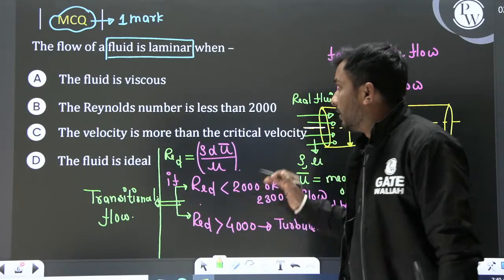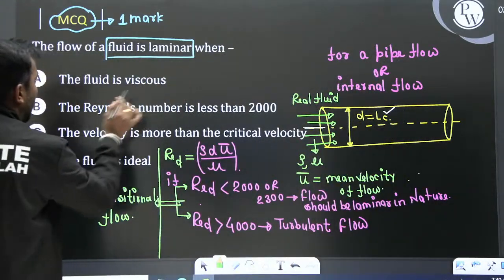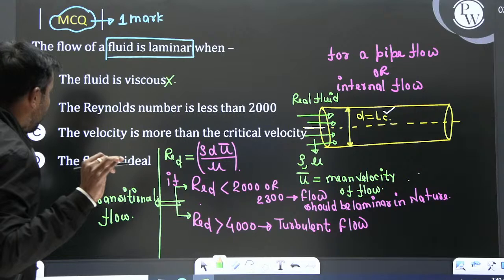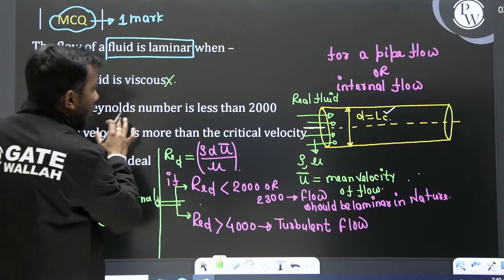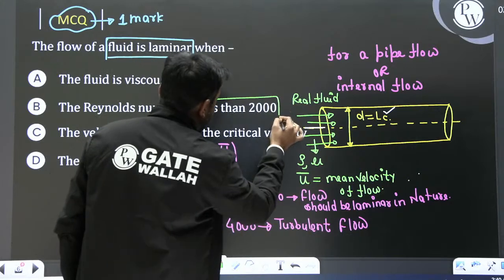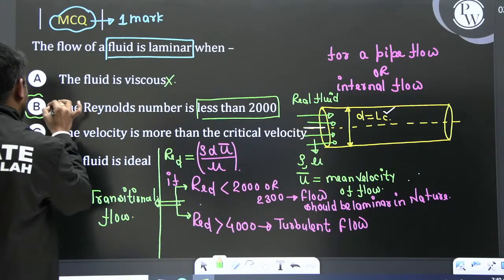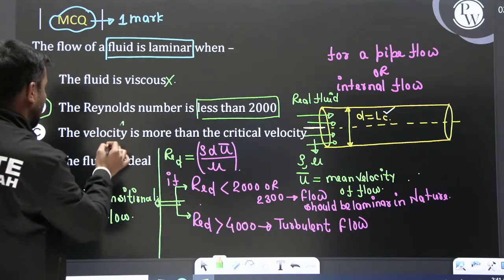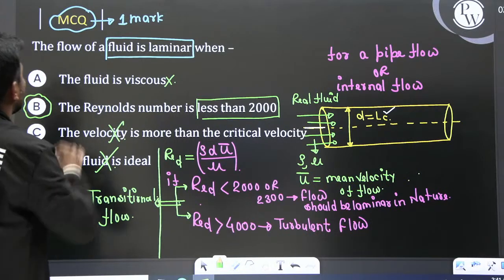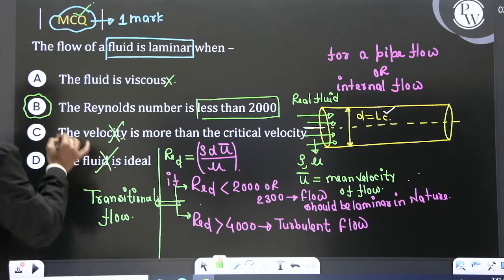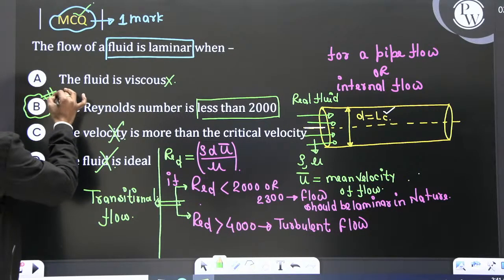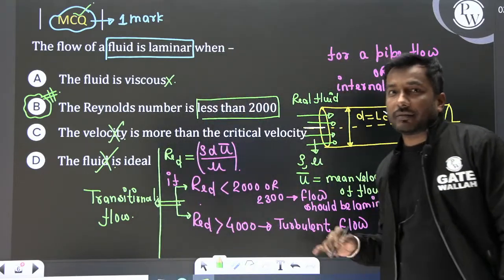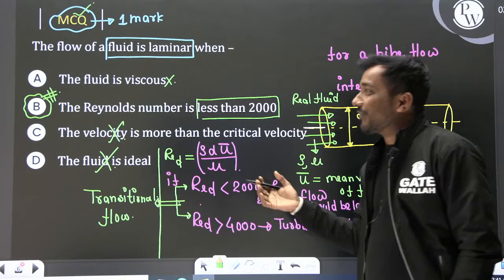Okay. So the correct answer for this: in A, the flow of fluid is viscous. No, this is not correct for this question. Clear? In B they are saying that the Reynolds number is less than 2000. So this is the correct answer. And in C they are saying that the velocity is more than the critical value. No. In D, the fluid is ideal. No. So this is an MCQ type of question, and the correct answer should be B. The Reynolds number is less than 2000. So I hope you get the detailed and correct solution for this question.